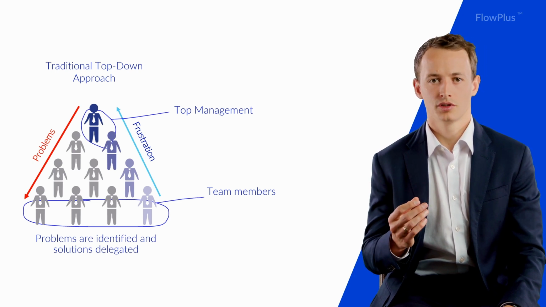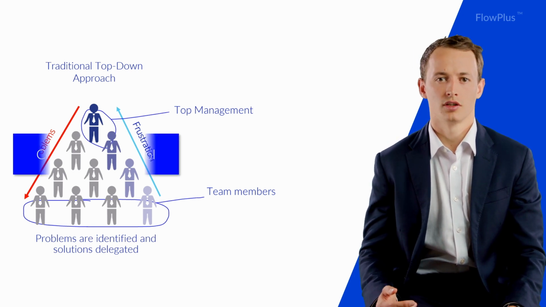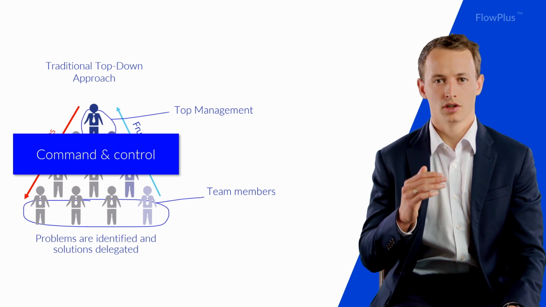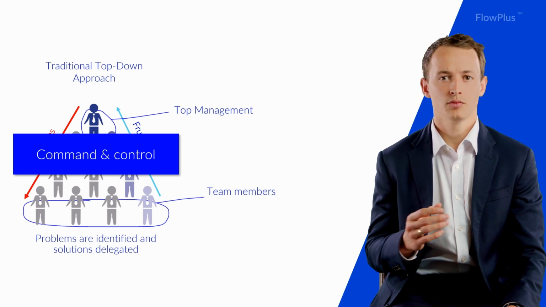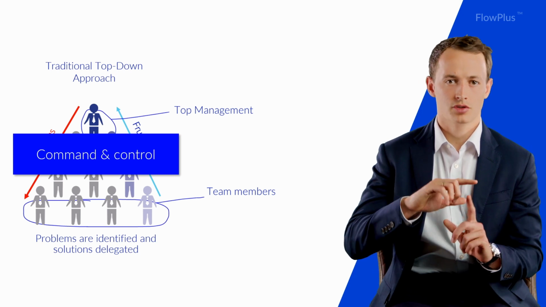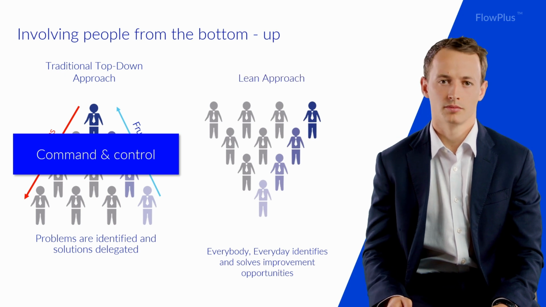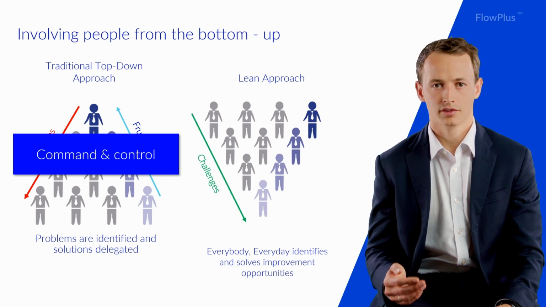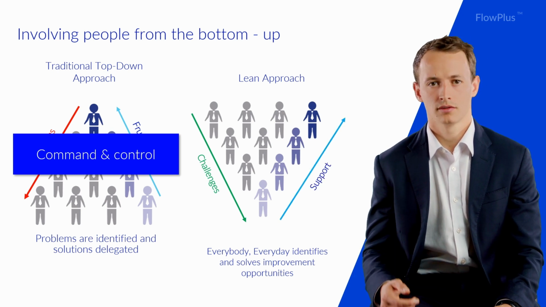This traditional approach is extremely common and leads to resistance to change and a culture of command and control, where the top of the triangle tries to command and control the people at the lower levels. The lean way of doing this is to completely flip the triangle upside down, and this involves the team members as much as possible, actively promoting them, the experts in what they do, to raise challenges and improve every day, with management there to support and help drive the change.